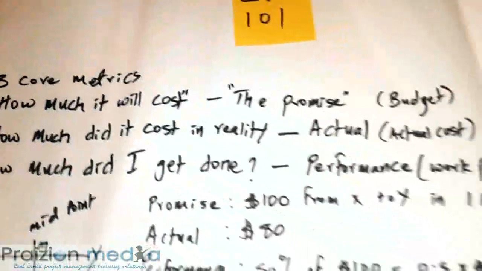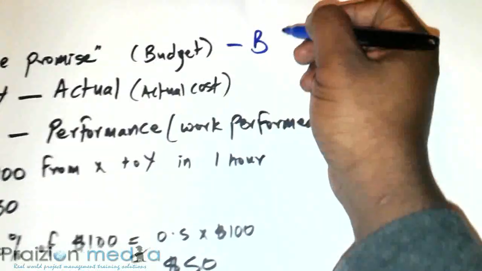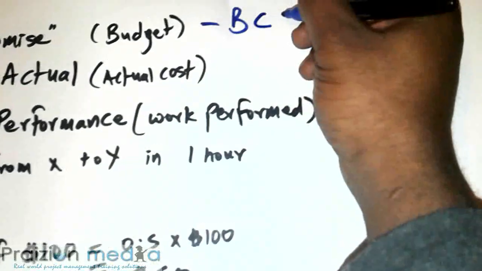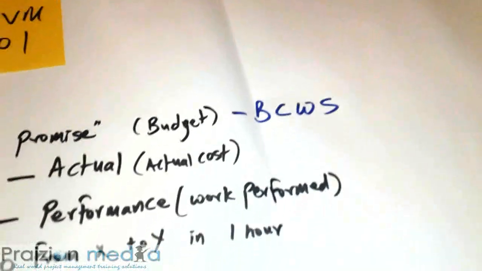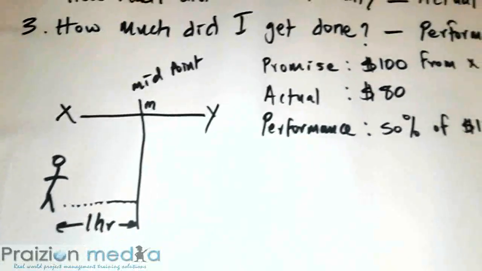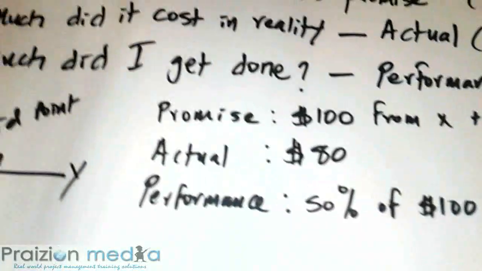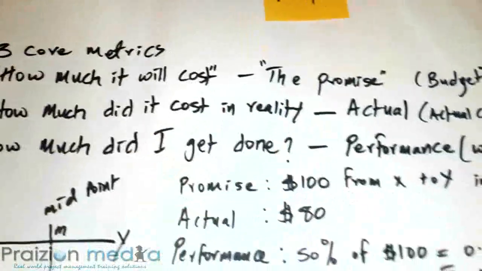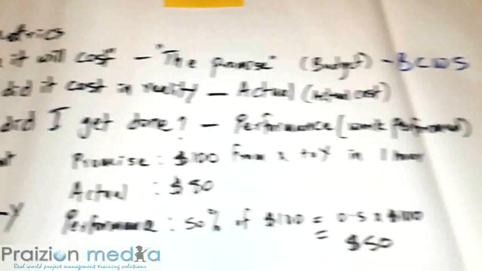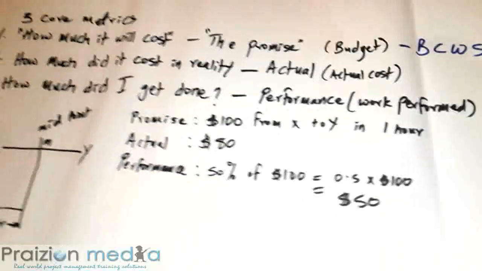How much it will cost, the promise, is actually known as the budgeted cost of work scheduled, BCWS. The budgeted cost of work scheduled. Think about it in my example. The budgeted cost of work scheduled for the 1 hour is $100. BCWS, which I call the promise, is one of the most important metrics in earned value management.